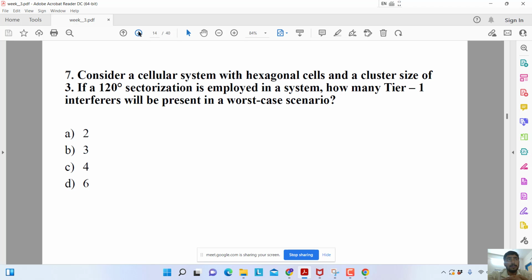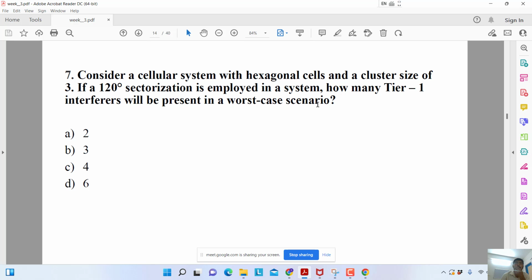Question number 7 is displayed. Please read. Question number 7 is: consider a cellular system with hexagonal cells and a cluster size of 3. Here we are using the cluster of 3. We are making up the cluster of 3 cells. If a 120-degree sectorization is employed in a system, how many tier 1 interferers will be present in a worst case scenario?